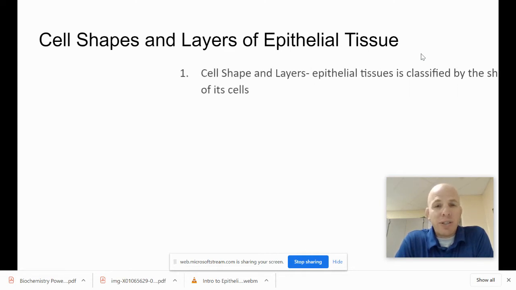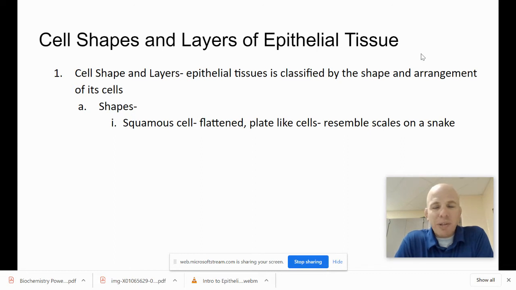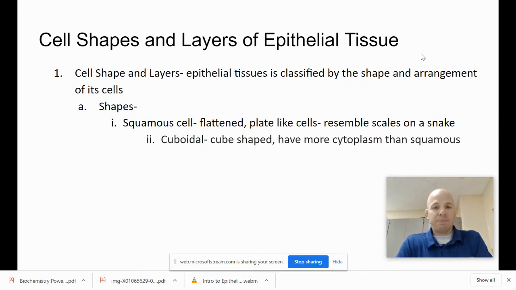Okay, so cell shapes and layers says the epithelial tissue is classified by the cells that make it up and then the layers of those cells. And this will be very important as we go through all of the different types of epithelial tissue. So we have some shapes, some funny words coming through here. First we have squamous cells. These are the flat cells. People say they kind of look like scales on a snake, or I've heard people say they look like floor tiles, right? These really flat cells.